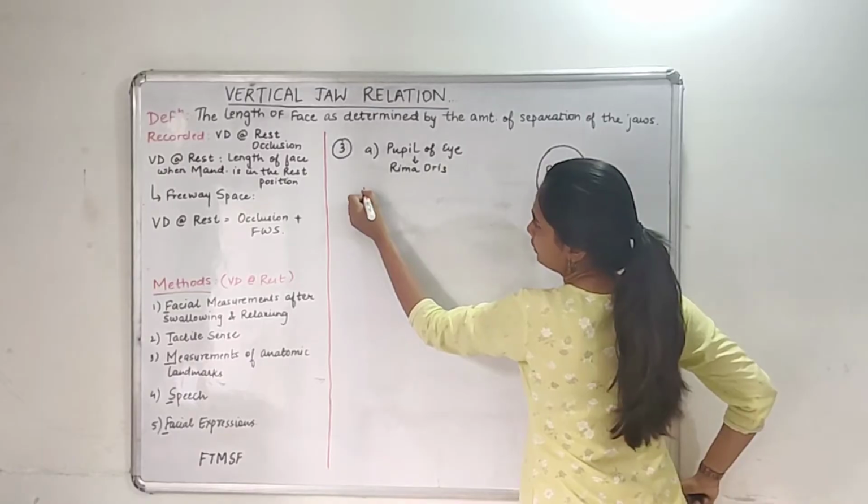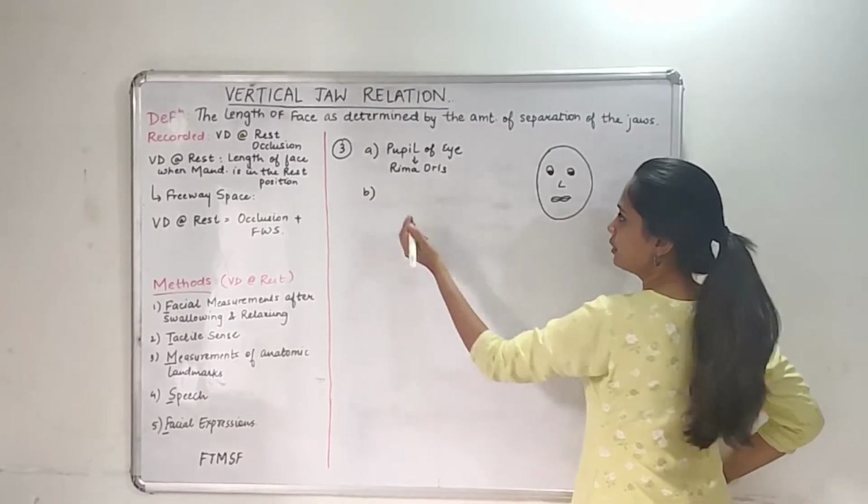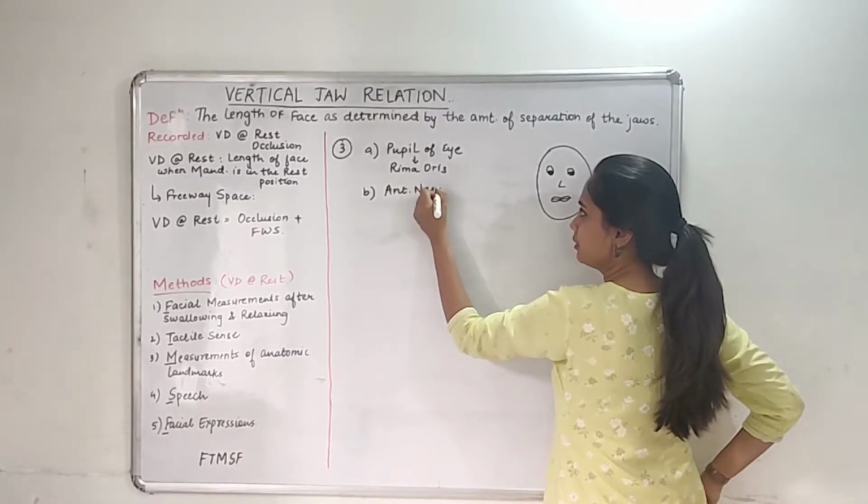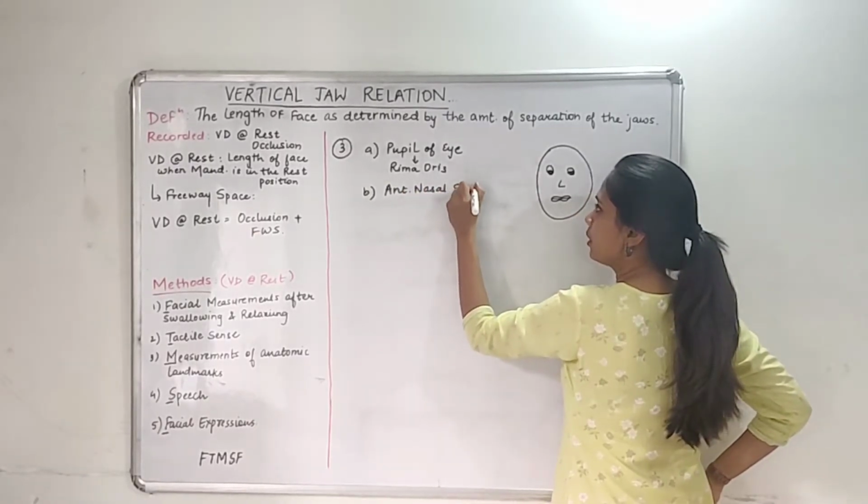And the second distance that we will measure is between the anterior nasal spine and the lower border of the mandible.